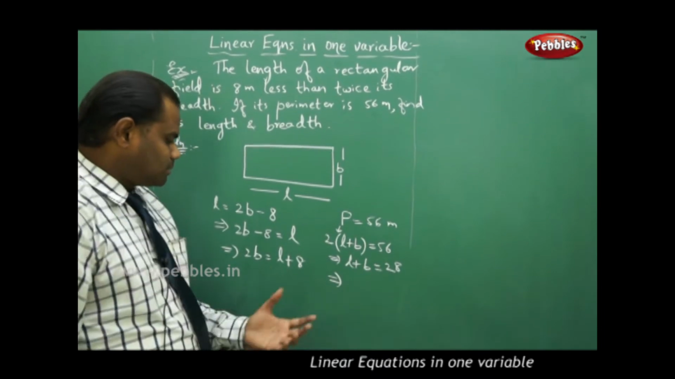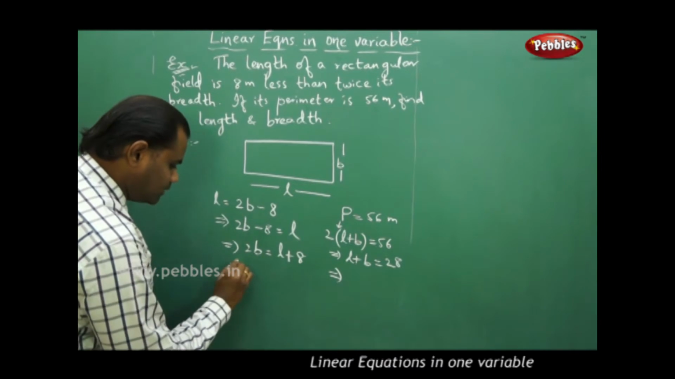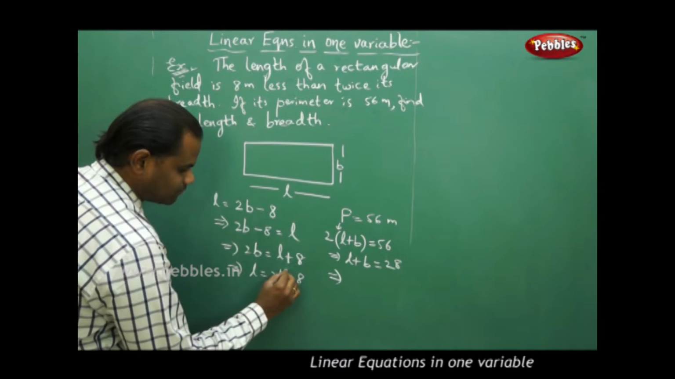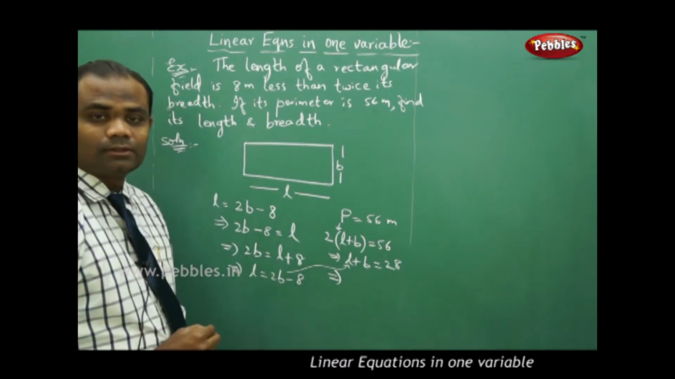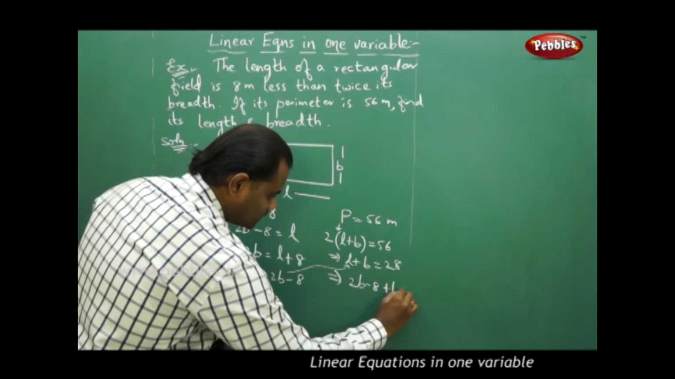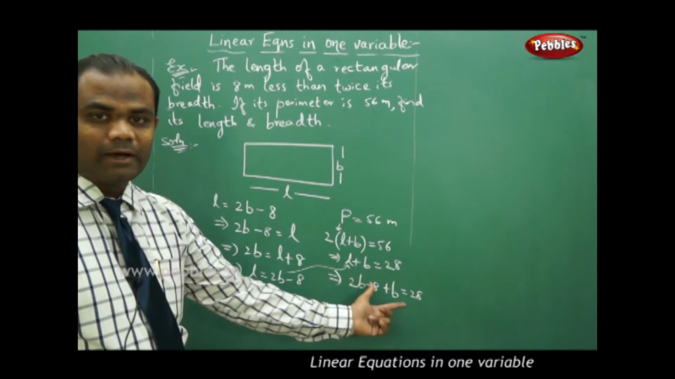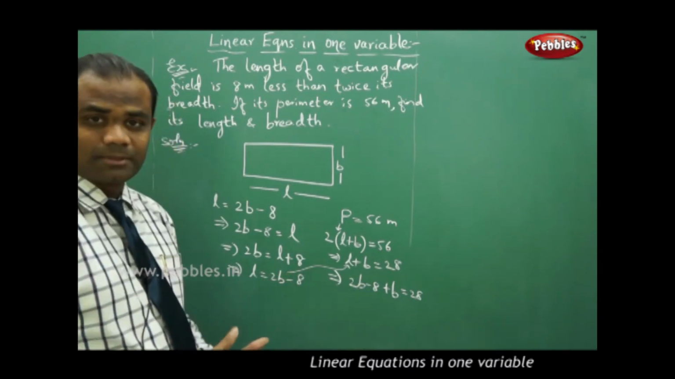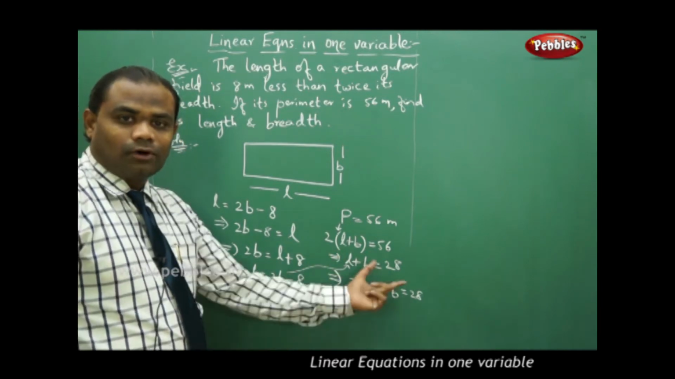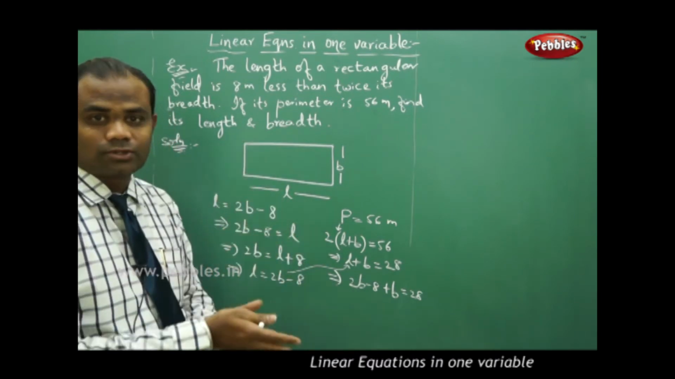Now you can do simultaneous solving of L and B, or you can substitute for L here. I have L is 2b minus 8, which I can substitute in place of L out here, so that this L is replaced with 2b minus 8 plus B is equal to 28. In this way I get the value of B, which in turn when substituted gives me the value of L. So there are different ways of substituting one linear equation into the other, or taking them column wise and then solving them.